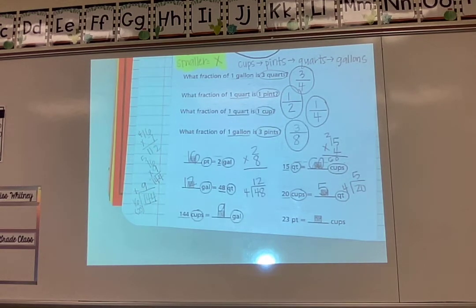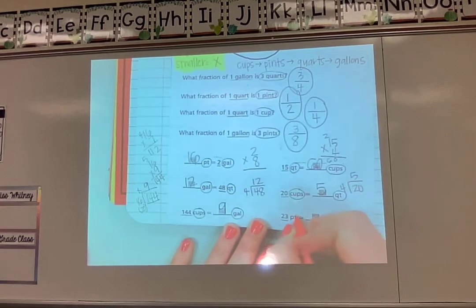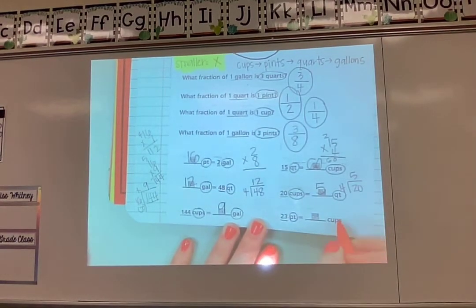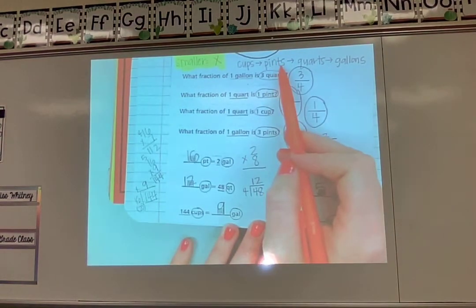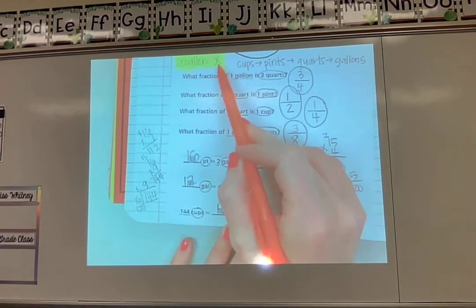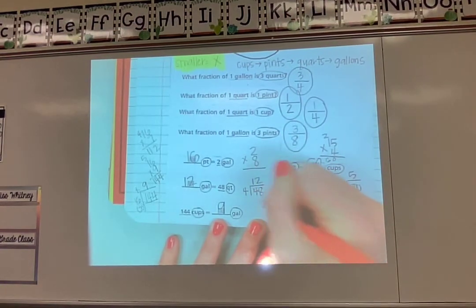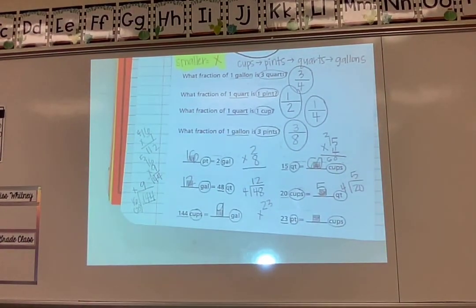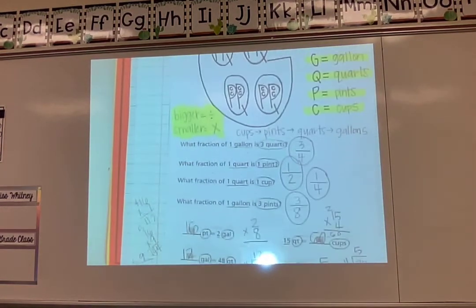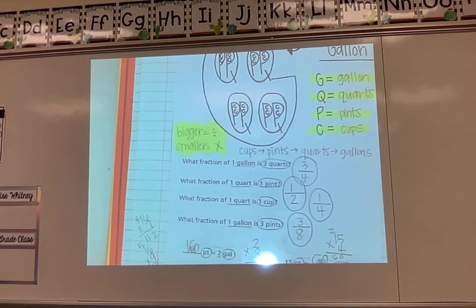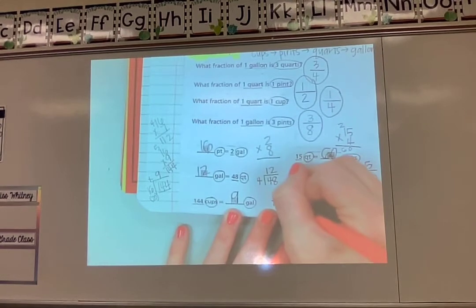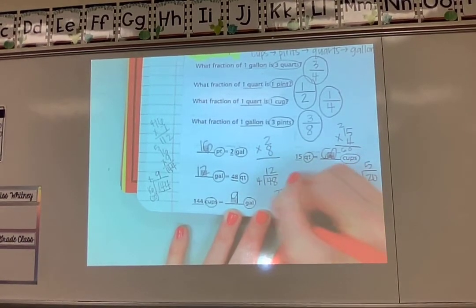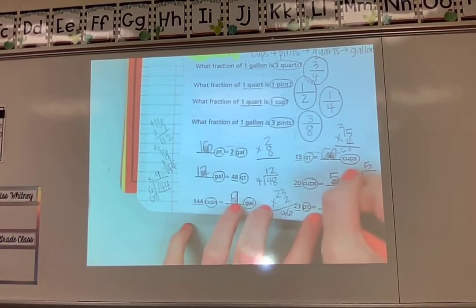Okay, we have one more here. I have 23 pints, and I'm going to cups. Pints to cups. I'm going smaller, so I need to multiply 23 times. Then I use my picture to decide how many. How many cups are in a pint? Well, that would be 2. So I would multiply by 2. And that would be 46. So my answer would be 46.